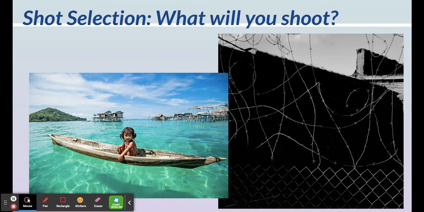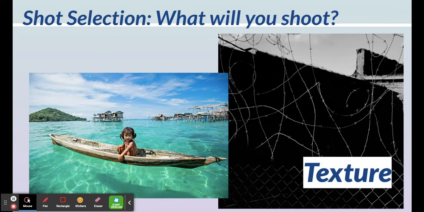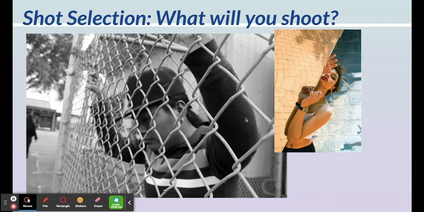Something else I might be looking for is called texture. I think of texture as just like something interesting to look at. A lot of times it has a repeating pattern. I like the texture of the water right here. I like the texture of the fence and the barbed wire right here. That's called texture. Here are 2 more examples of texture.